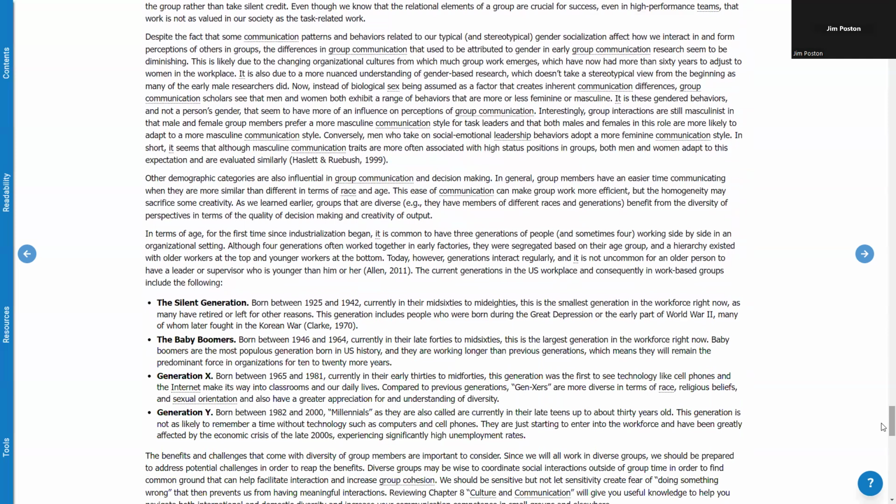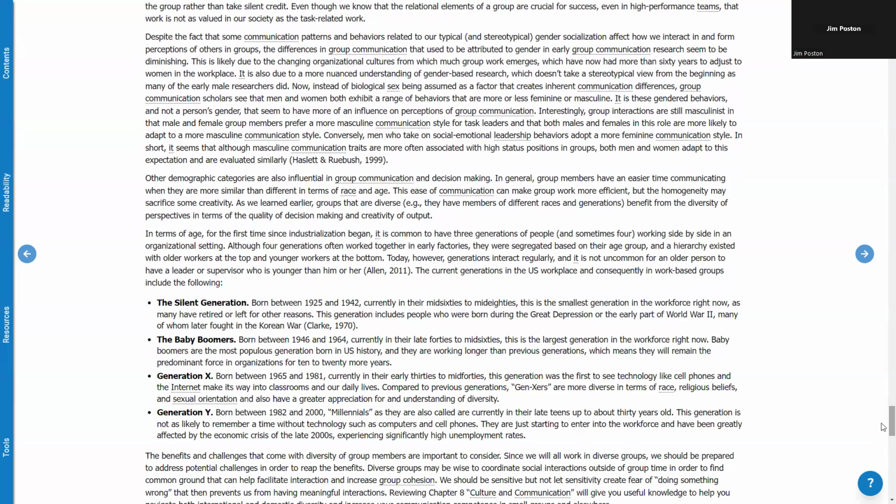Despite the fact that some communication patterns and behaviors related to our typical and stereotypical gender socialization affect how we interact in and form perceptions of others in groups, the differences in group communication that used to be attributed to gender in early group communication research seem to be diminishing. This is likely due to the changing organizational cultures from which much group work emerges, which have now had more than 60 years to adjust to women in the workplace.